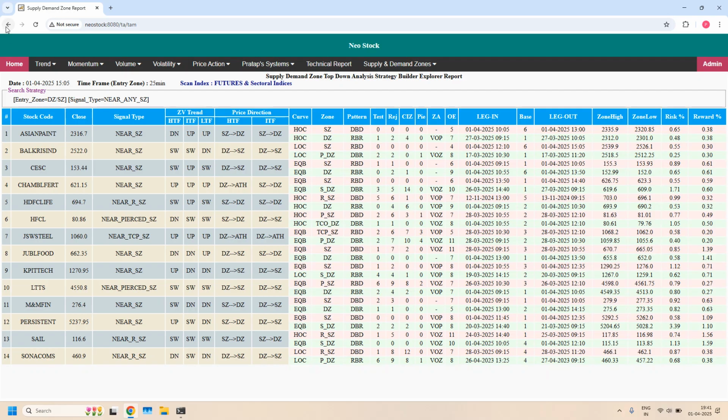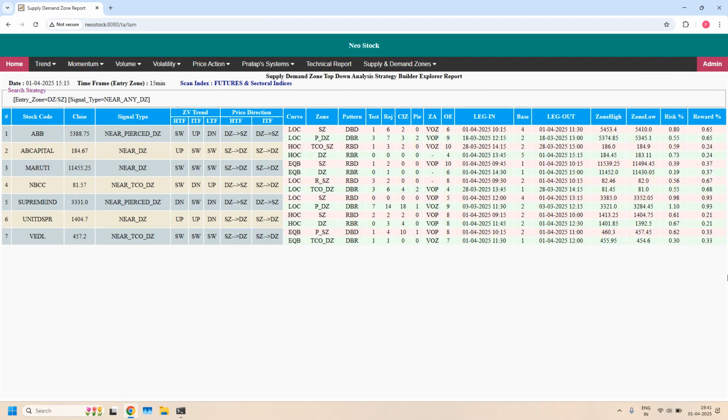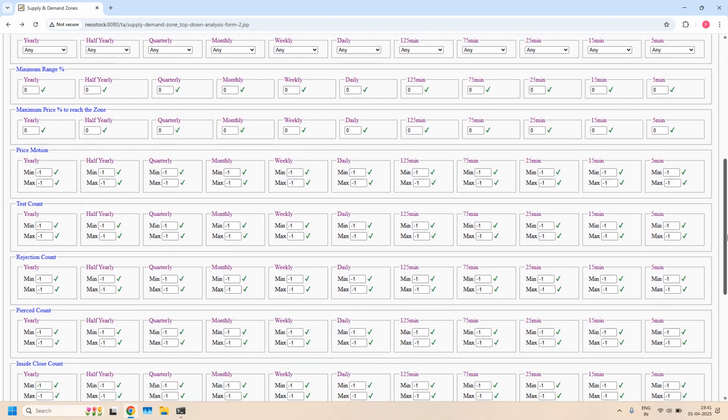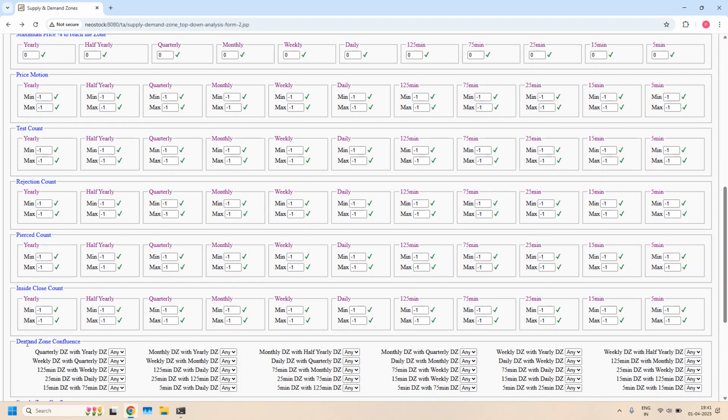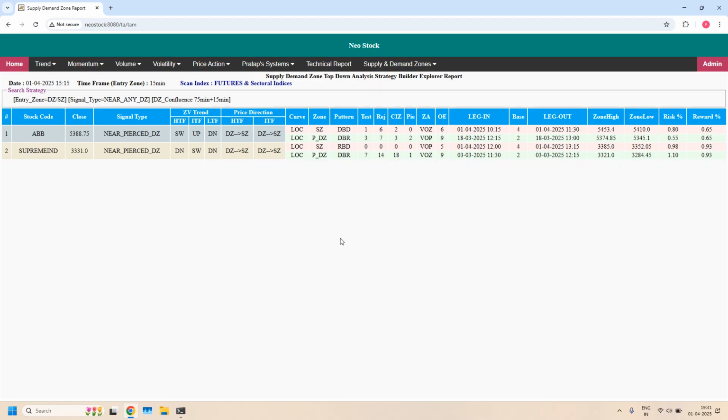Okay. Next time frame is 15 minutes. Stocks near 15 minutes demand zone, we got 7 stocks. And we can filter based on 15 minutes demand zone having 75 minutes demand zone Confluence supported stocks. That is demand zone Confluence, 15 minutes demand zone with 75 minutes demand zone. I enabled the filter. So we got 2 stocks. Both are pierced zones.